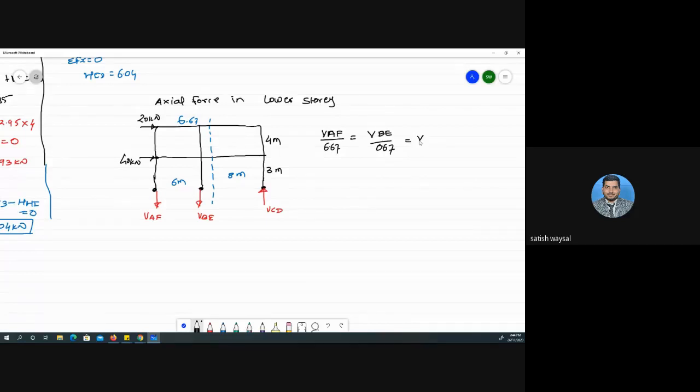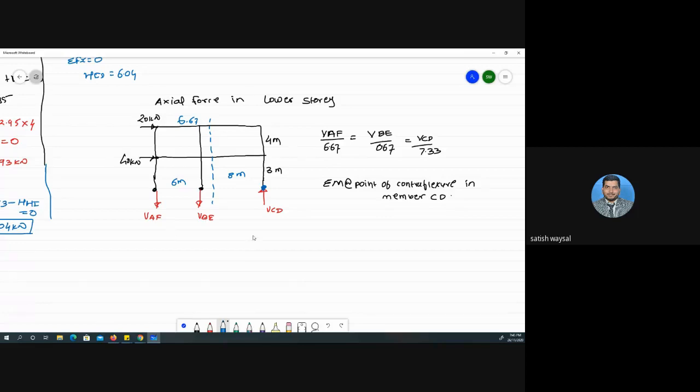This is VCT upon 7.33. Okay. Now we can take moment about point of contraflexure in member CD, member CD. Okay. Now look here, in member CD, we are going to take moment about this point. Now this force is going to be 0.